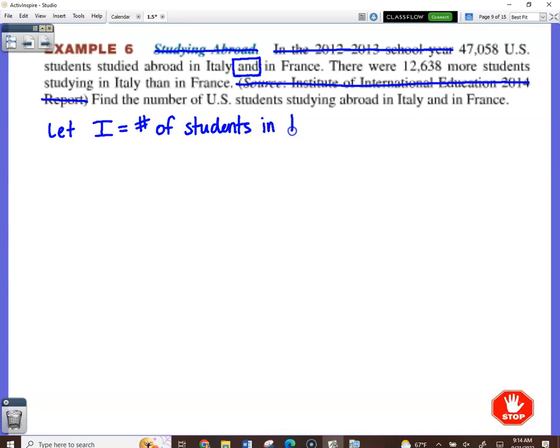in Italy. Now, it is important that you use a capital I so you don't accidentally start thinking you've got imaginary numbers in your equation. We are not dealing with imaginary numbers, so I would definitely use a capital I. And then I picked F for the number of students in France.